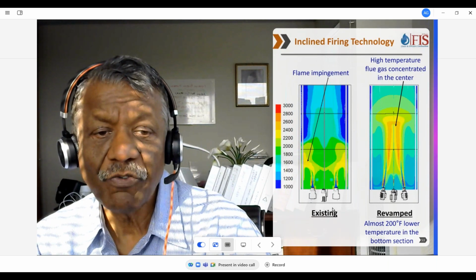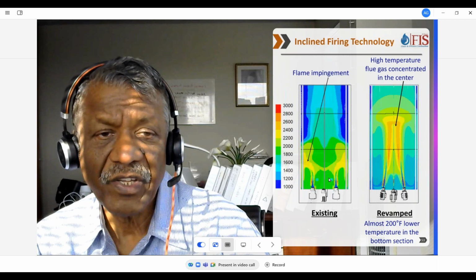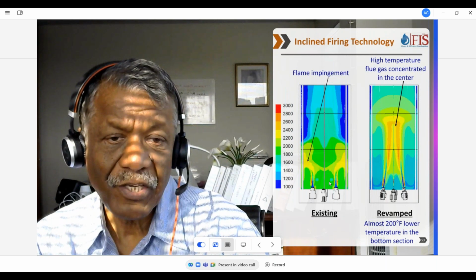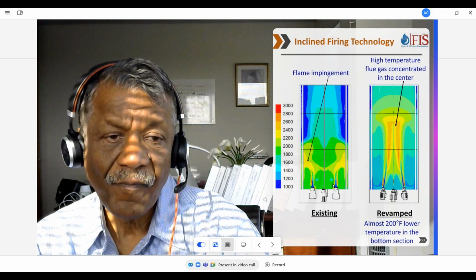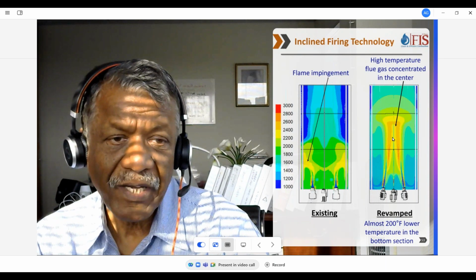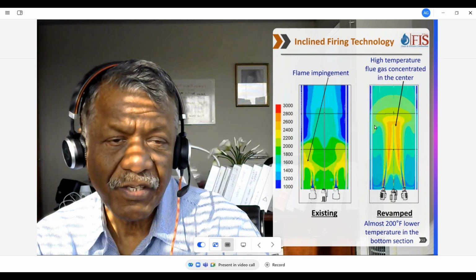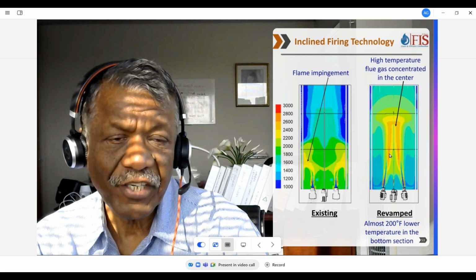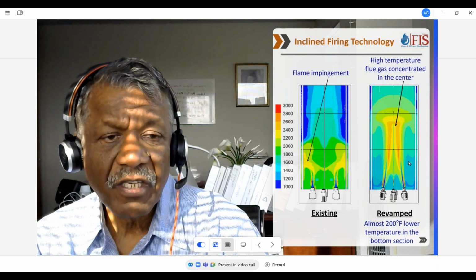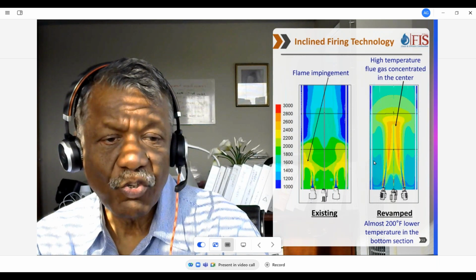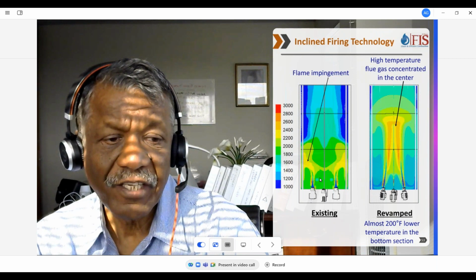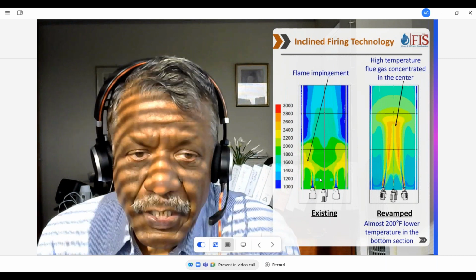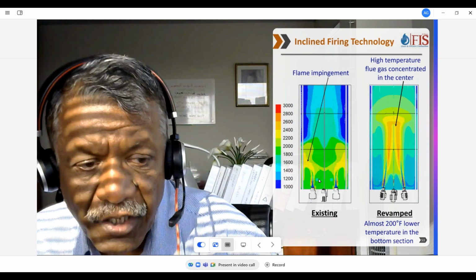You can see over here, this is an existing heater CFD model, where you can see the flames are impinging on the tubes. And here, by reorienting the same burners, we were able to keep the hot flue gases in the center and the cold flue gases near the tubes, and we were able to get 200 degrees lower temperature.